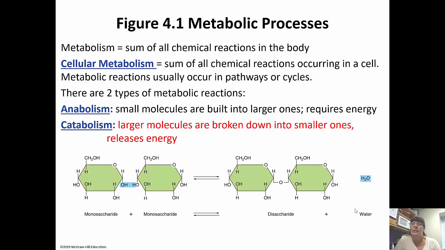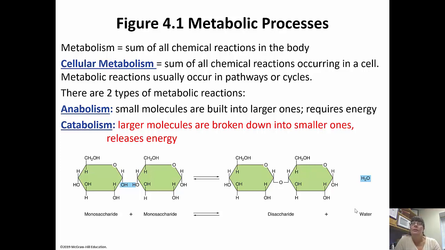So cellular metabolism just refers to the sum of all of the chemical reactions that are happening inside of the cell. So metabolic reactions will usually occur in a pathway or a cycle, and we'll talk about those in a little bit. But first off, there are two types of metabolic reactions.